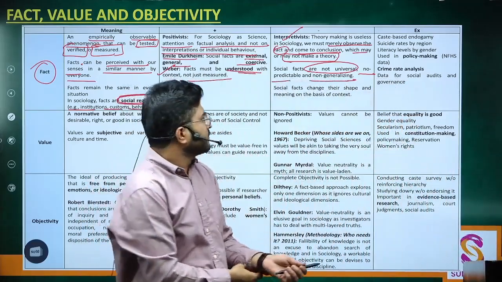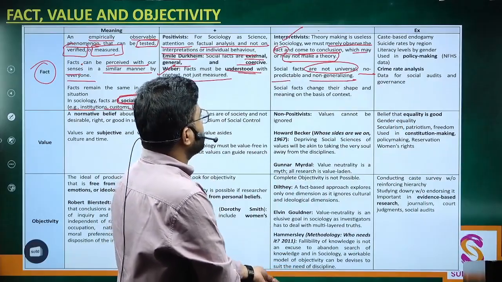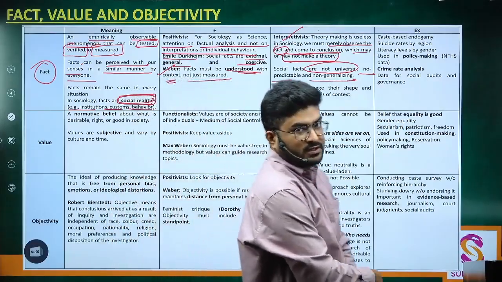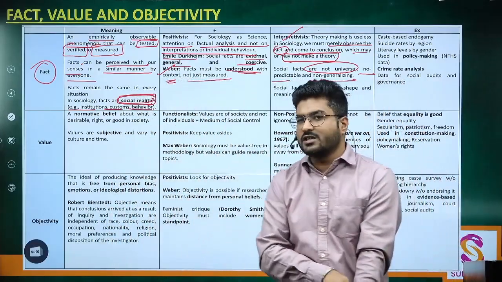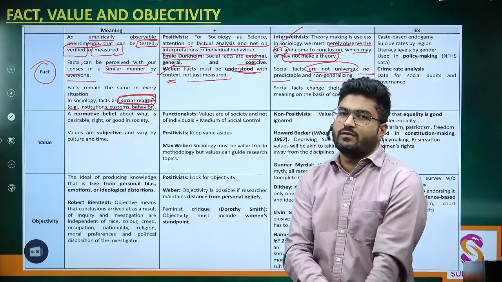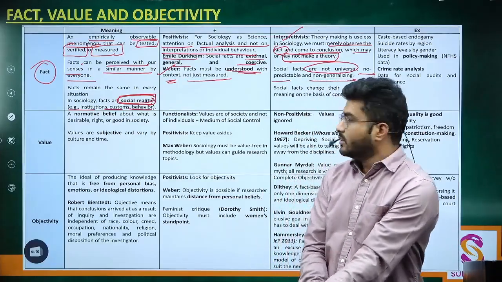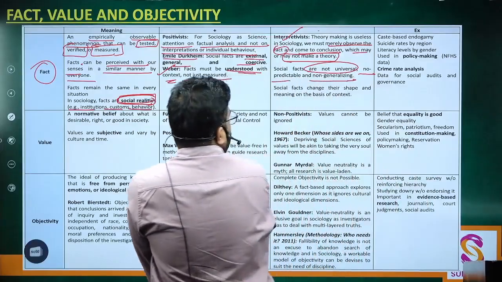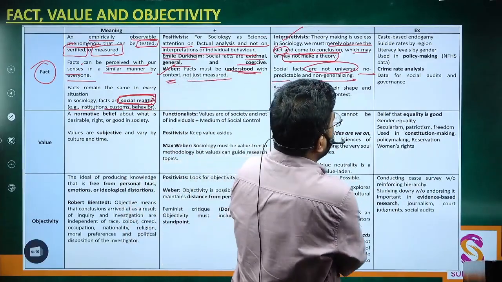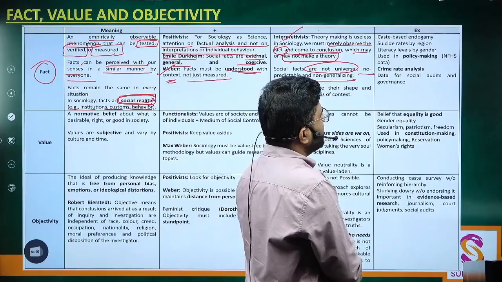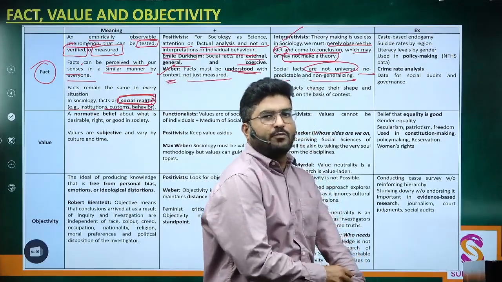Okay. Then social facts change their shape and meaning based on the context. So this particular example is nothing but the same thing which we have talked about right now. Then what are the examples? Caste-based endogamy, suicide rates by region, literacy levels by gender. So these facts are used in policy making.